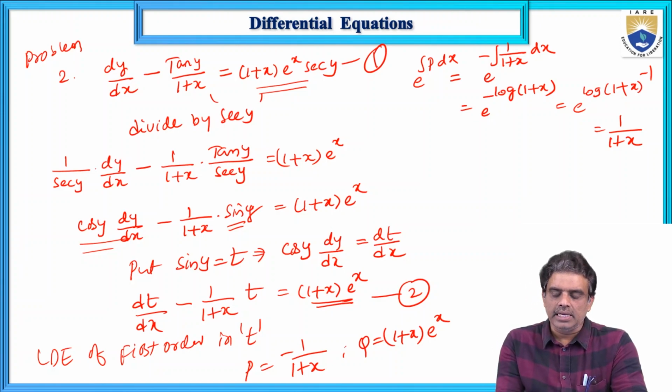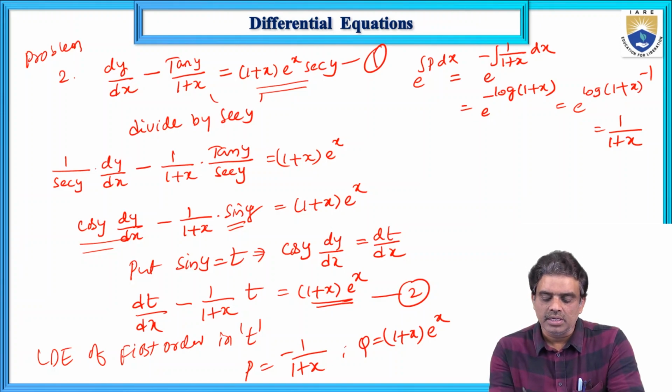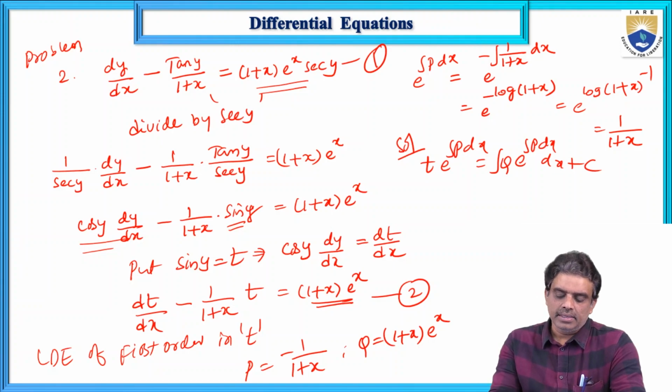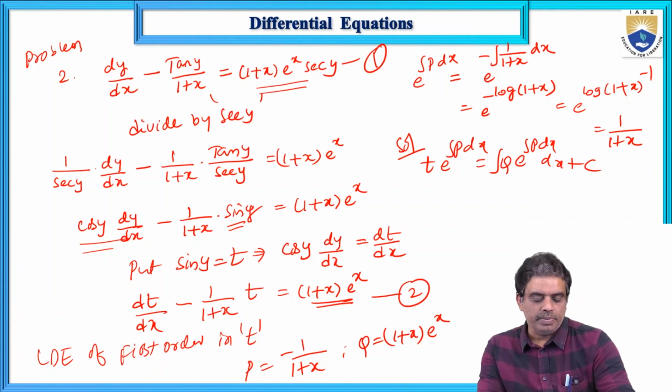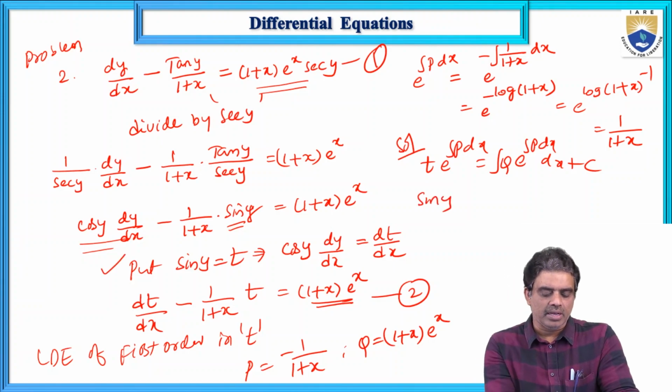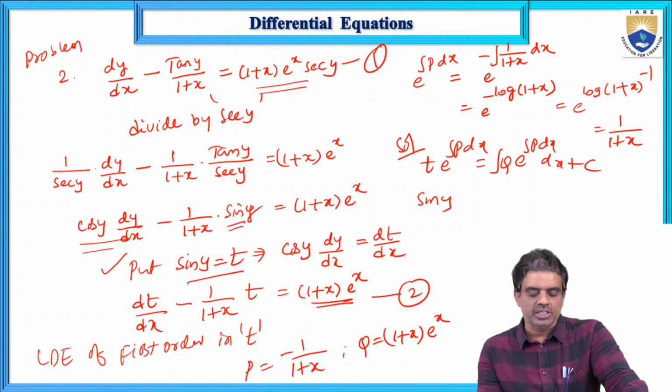Now, because this is a linear equation, we have the standard form of the solution. What is the solution? T into e power integral p dx is equal to integral q e power integral p dx dx plus c. So what is t? I can replace t by sin y because we assumed it initially.